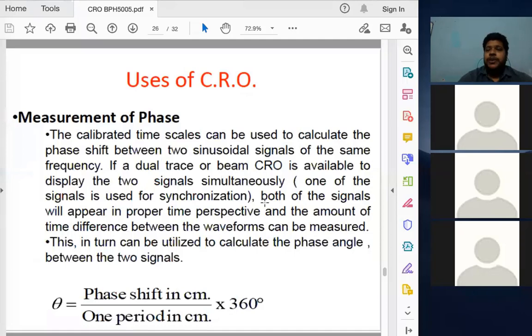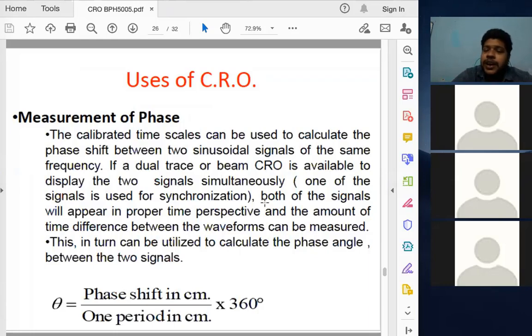And now we are moving to the next application. We have discussed voltage, frequency, and amplitude, and how we can measure them for a particular signal. Now, how do we measure phase? For phase, we generally have two signals, and we see what the phase lag, the phase difference, between these two signals is. So how can we do that?